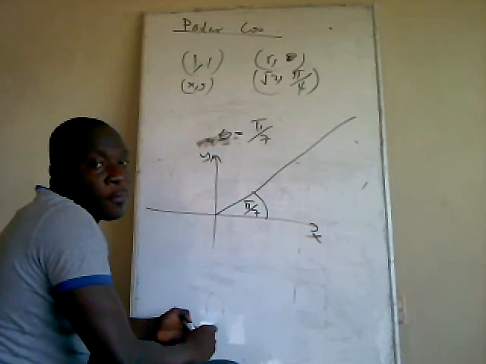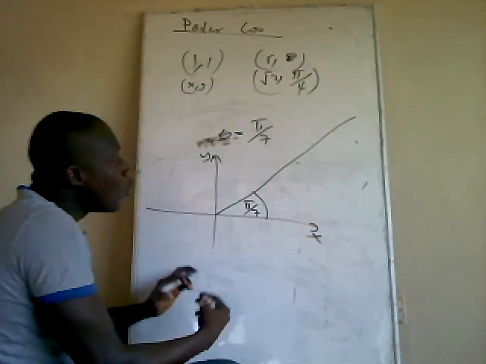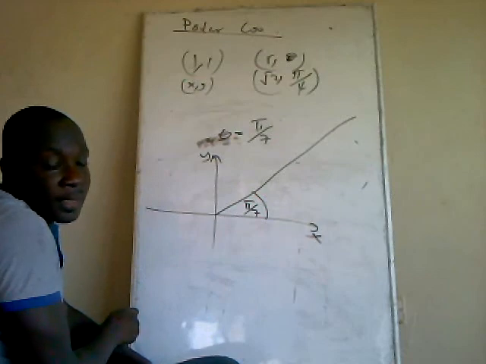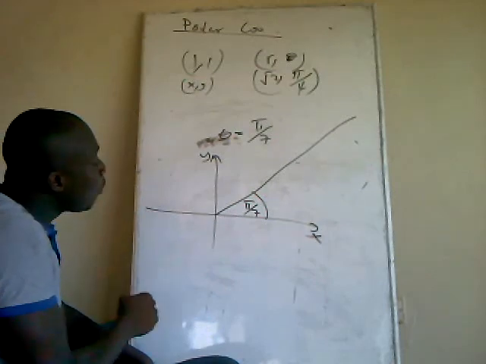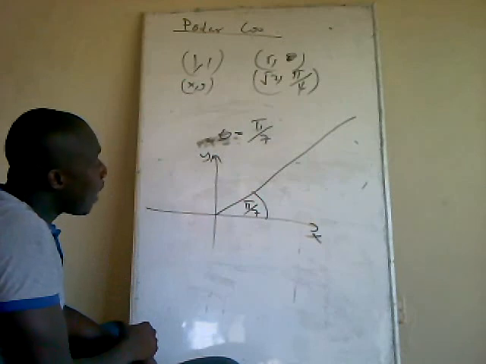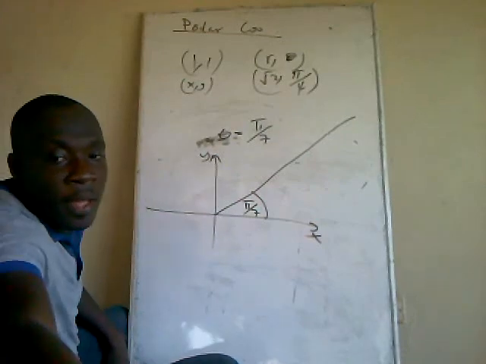So we've had enough of polar coordinates. We'll look at more when we come to double integrals in polar coordinates. But for now, let's move to rectangular coordinates.